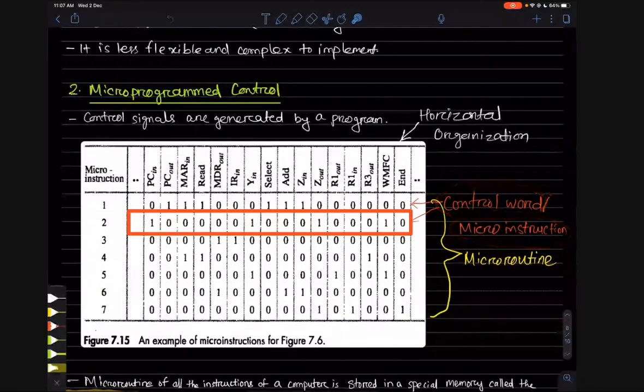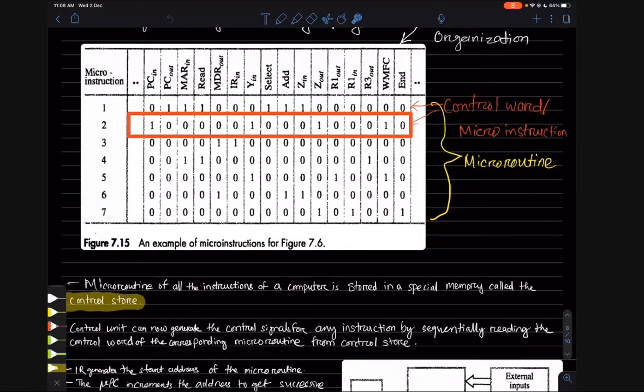So this whole array of values is called a control word. This whole 0101 set of values makes up a word called a control word. We can also call it a micro instruction. So this table is simple, understood? This table is an example of the micro instructions generated for the addition instruction. Figure 7.6 is the addition instruction that we have seen, these 7 steps.